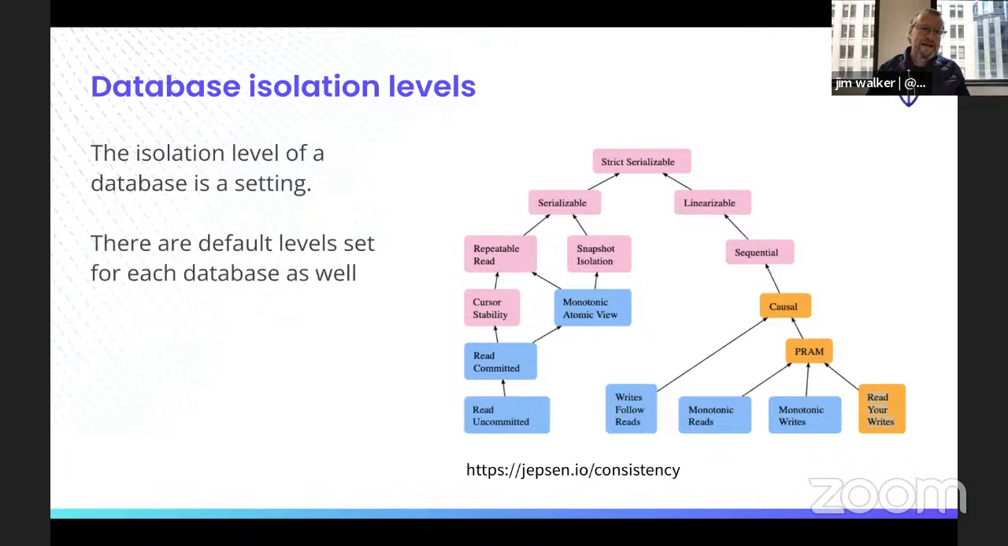The I in ACID has various different levels, and it's a setting that you can actually put on your database. Geez, when I was a developer, the last thing I thought about was an isolation level. I just used the default level of whatever the database was. Now, with Postgres, Oracle, SQL Server, you can choose which isolation level you want, and there are reasons for doing that.